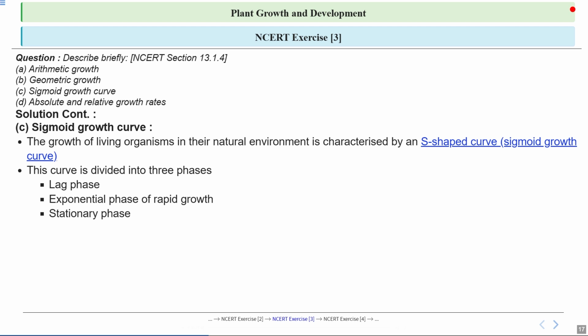So this S curve is characterized by three phases: the lag phase, which is a slow phase; the log phase, or exponential phase of rapid growth, where growth increases exponentially due to ample resources; and the third one, the stationary phase, where due to limited resources, depletion of resources, or maturity, the growth becomes limited and reaches a stable growth.